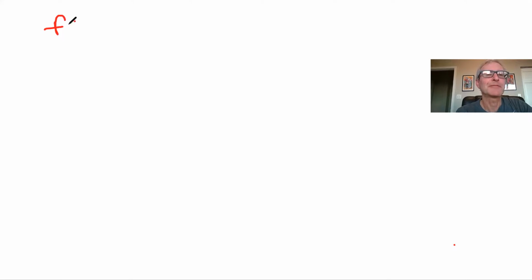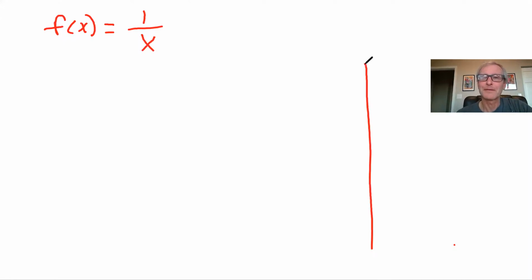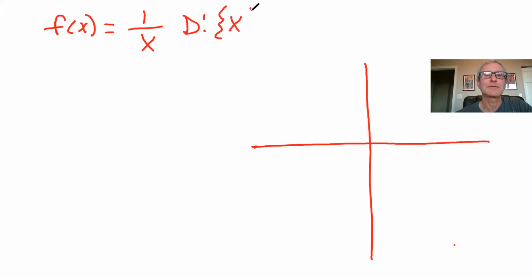What I'd like to do before we get started is to show you the simplest rational function there could be and show you how complicated it is. So the simplest rational function would be f of x equals 1 over x. Can't get any simpler than that, right? Well, we've talked about this idea before. The domain, we can't divide by 0, right? So the domain of this function is all values of x such that x does not equal 0.